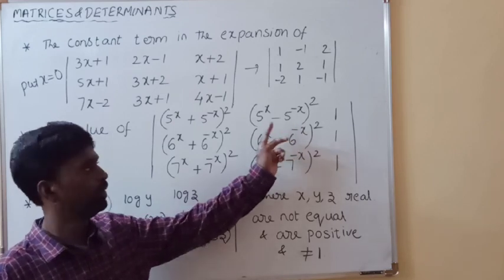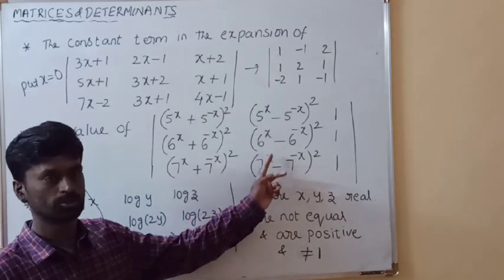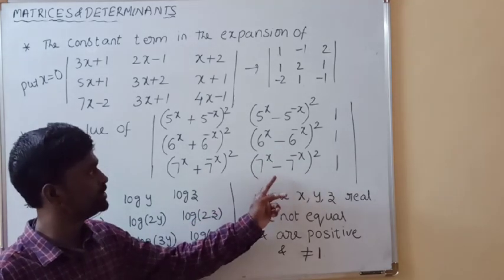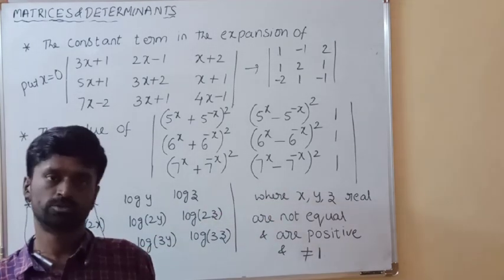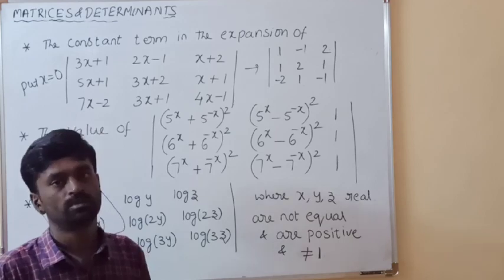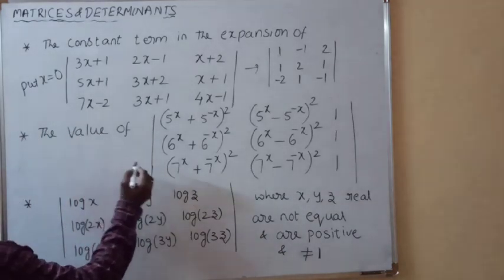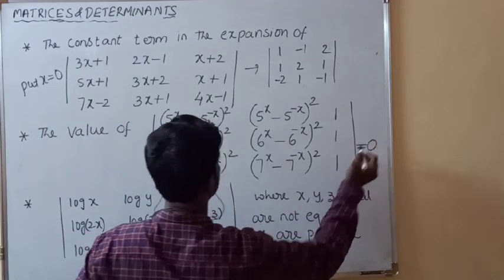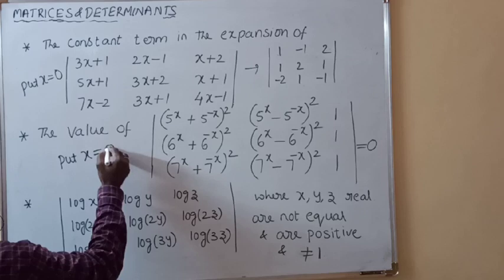1 minus 1, 0. That means this element is also 0. This element is also 0. That means all the elements in the second column are zeros. So then, using the property of determinant, the value of the determinant becomes what? 0. So the value of this determinant is 0. The shortcut is: put x is equal to 0.